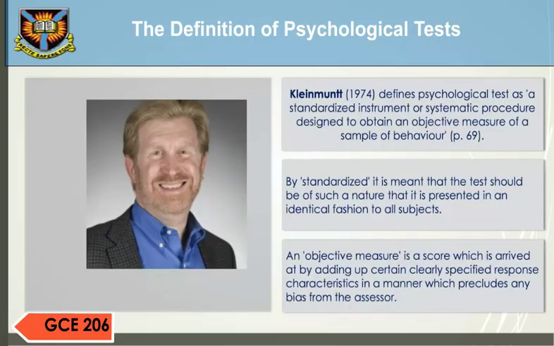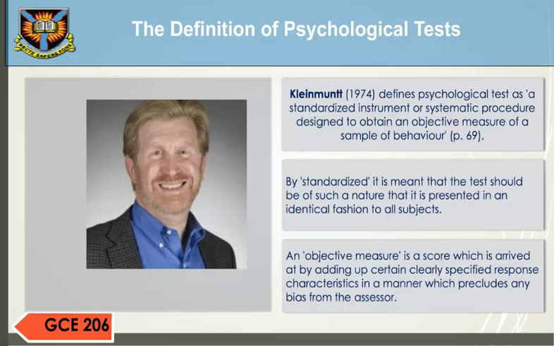The definition of psychological tests. Claremont, 1979, defined psychological tests as a standardized instrument or systematic procedure designed to obtain an objective measure of a sample behavior. By standardized, it is meant that the test should be of such a nature that it is presented in an identical fashion to all subjects.